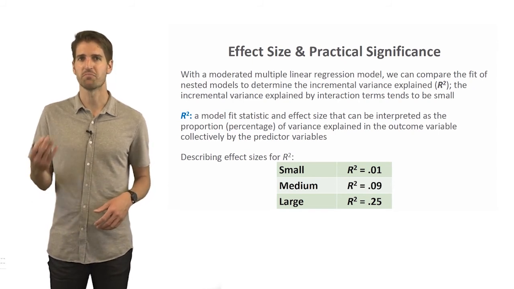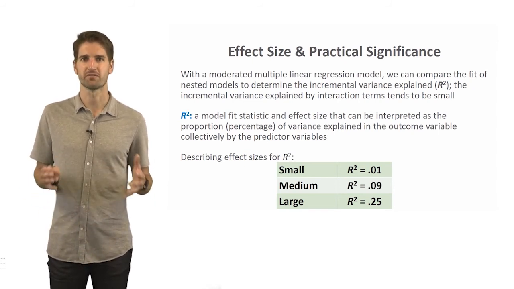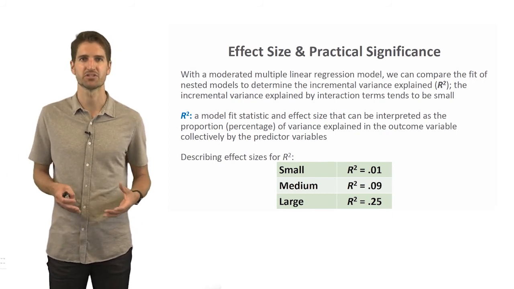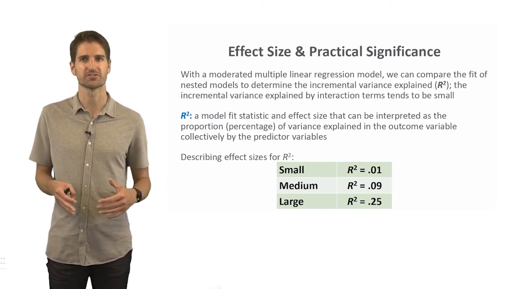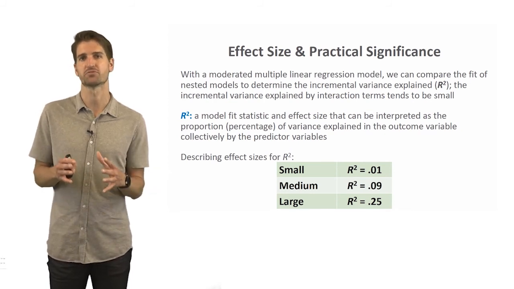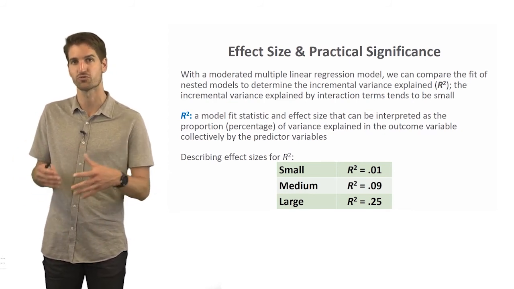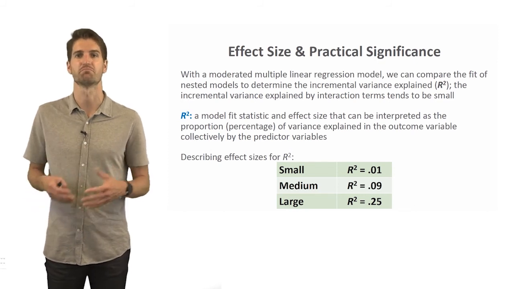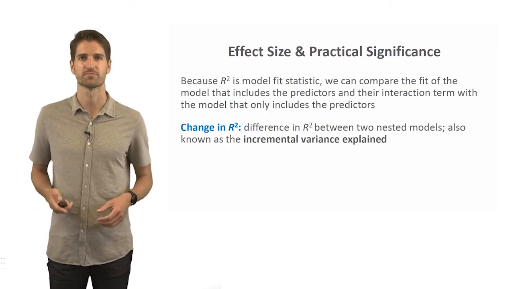And so just as a reminder, R squared is a model fit statistic and an effect size that can be interpreted as the percentage of variance explained in an outcome variable collectively by the predictor variables in the context of multiple linear regression, or in this case, the specific context of moderated multiple linear regression.